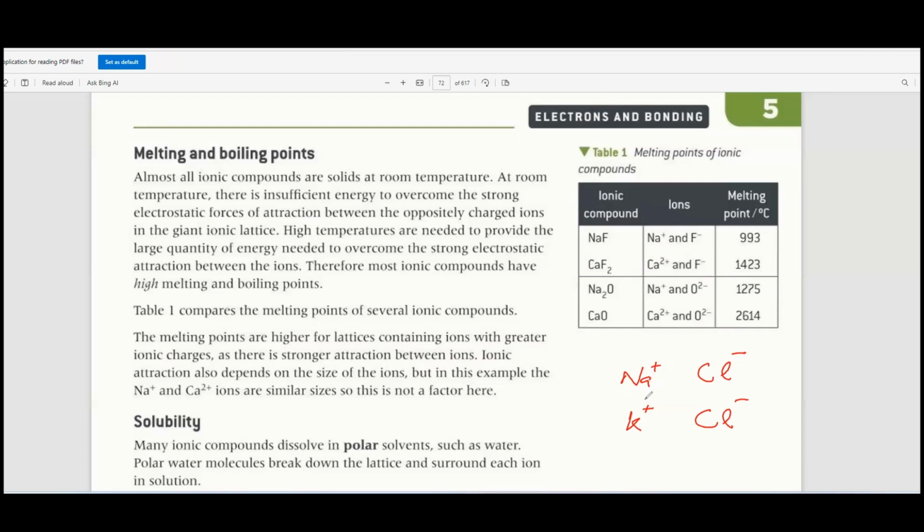So which one will have a higher melting point? First of all, which one will have more electrostatic force? But the ions are the same. The charges are the same. So there are two things.